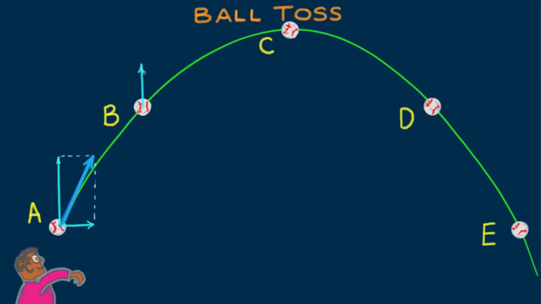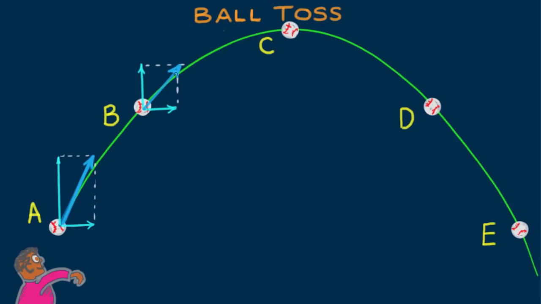At position B, we draw a shorter vertical component due to the loss of speed going upward. It's shorter than the component at A. But the horizontal component is the same as at A. We construct the resultant velocity vector at this point.